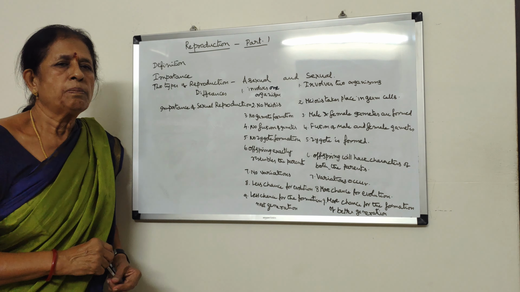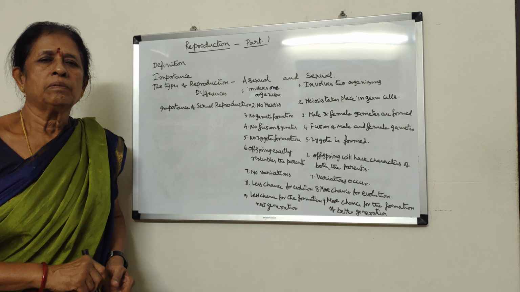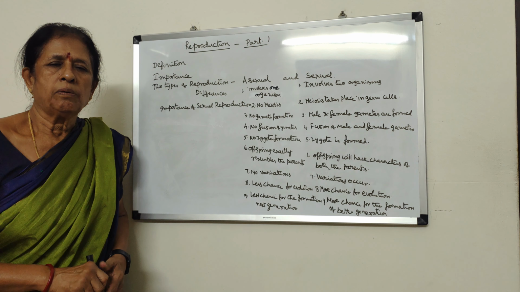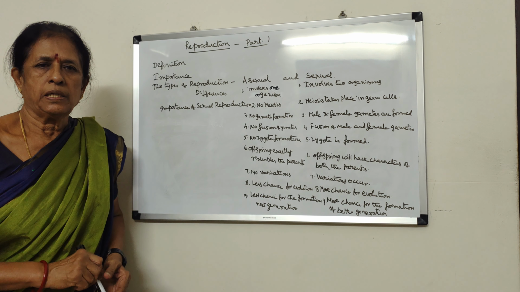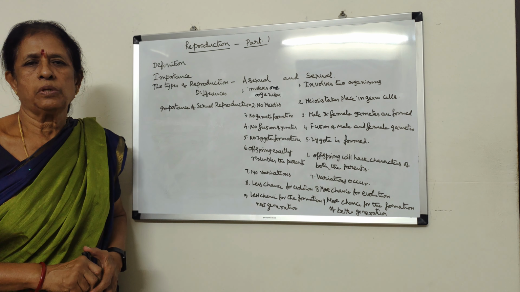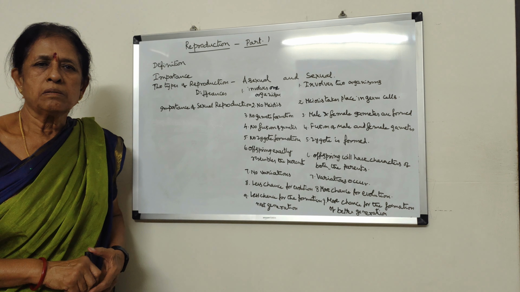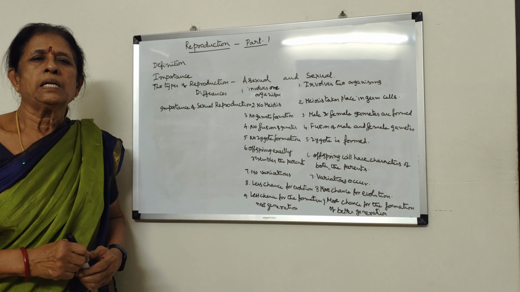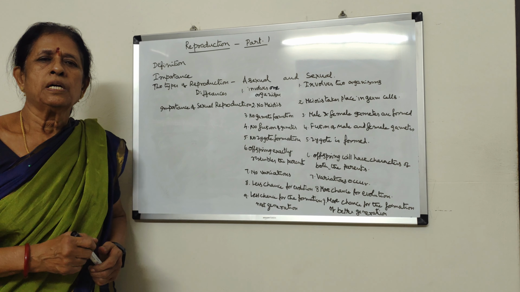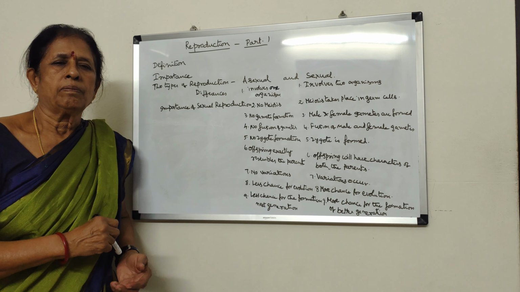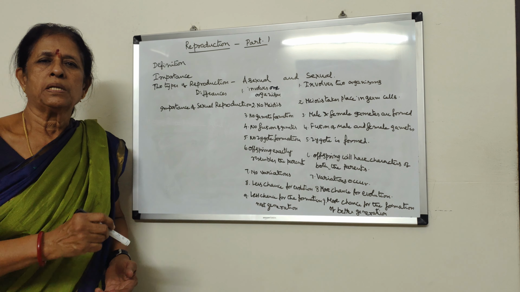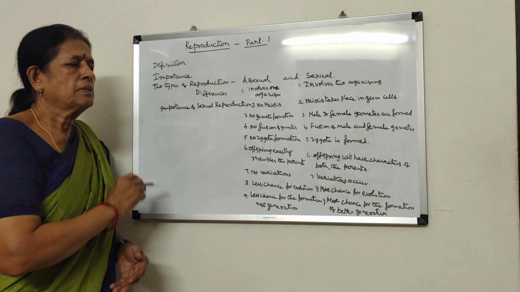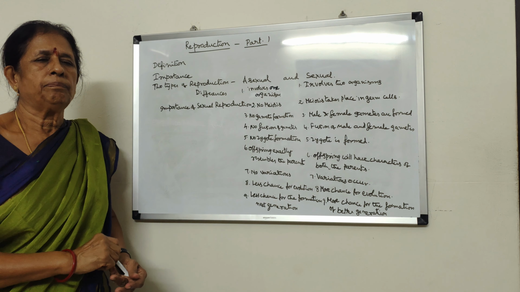So reproduction helps in the continuation of the species. If you take the example of man, he lives for 100 years. After 100 years, he has to die. But the human race is not ending there. It is continuing. How is it possible? It is possible only by means of reproduction. Even after thousands of years, the human race is continuing. It is possible due to the process called reproduction.